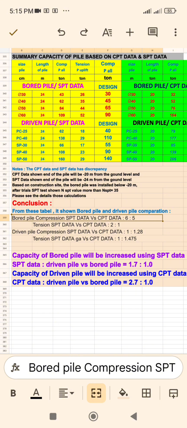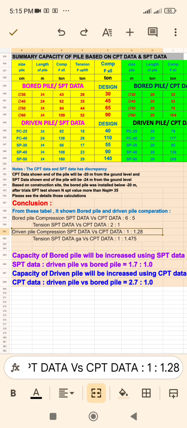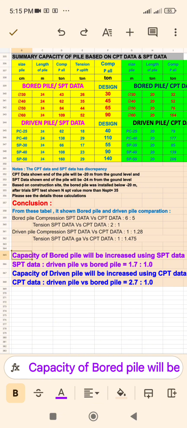Bored pile diameter 30 cm, P permit equals 30 tons. Bored pile diameter 40 cm, P permit equals 45 tons. Bored pile diameter 50 cm, P permit equals 65 tons. Bored pile diameter 60 cm, P permit equals 90 tons.